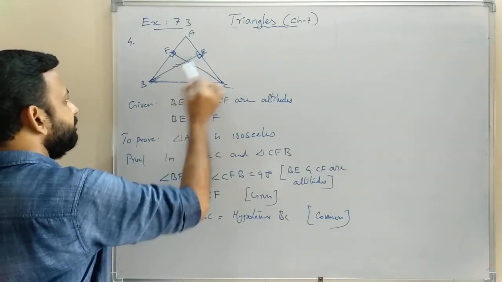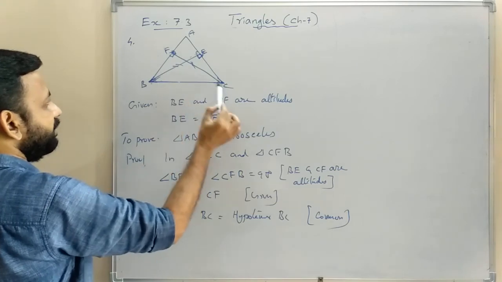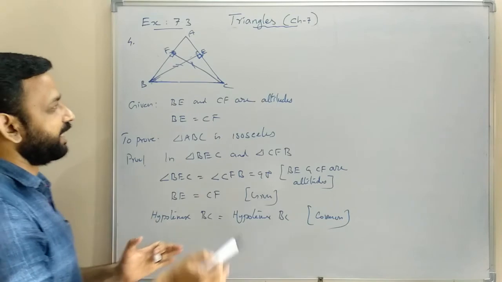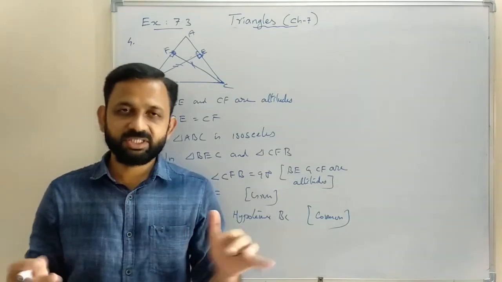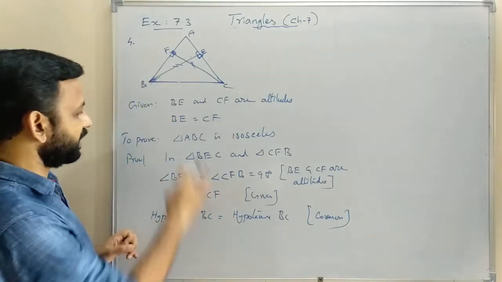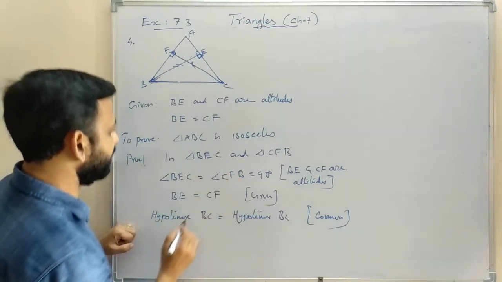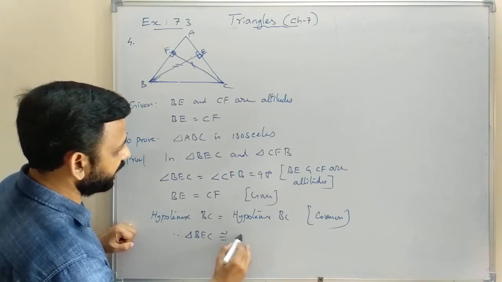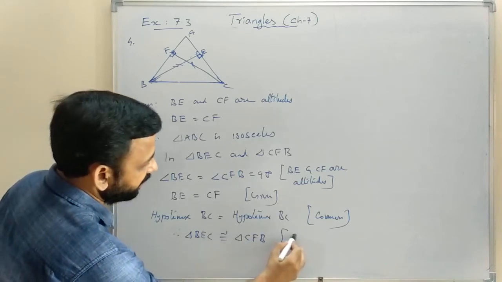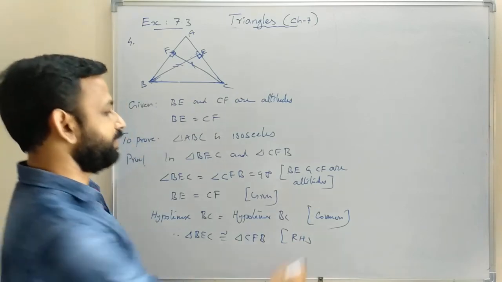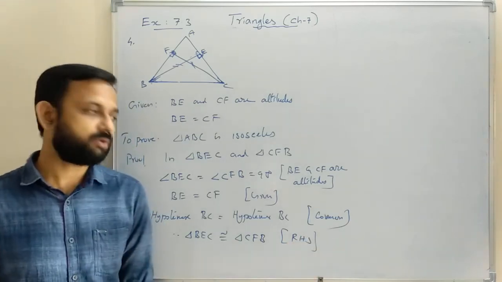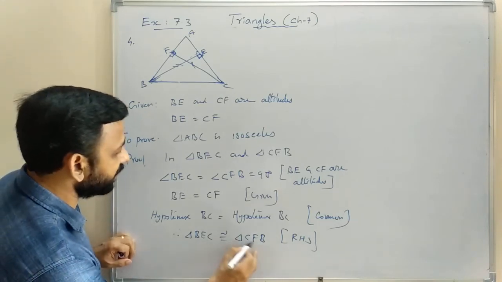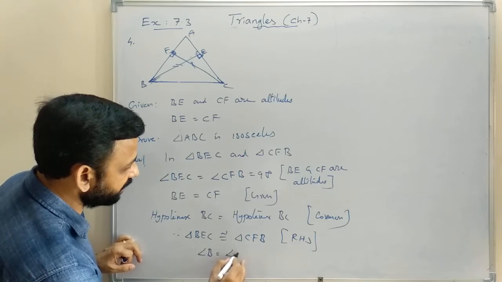Then one side BE of this right triangle equal to CF of this right triangle, that is given. So hypotenuse and one side of these two right triangles are equal, therefore they are congruent by RHS theorem. Therefore triangle BEC is congruent to triangle CFB by RHS theorem. And if these two triangles are congruent, then angle B equal to angle C.